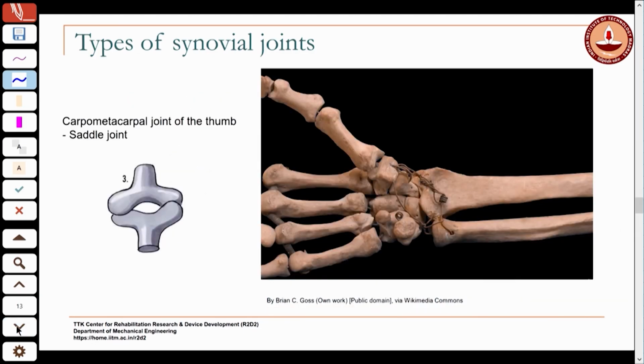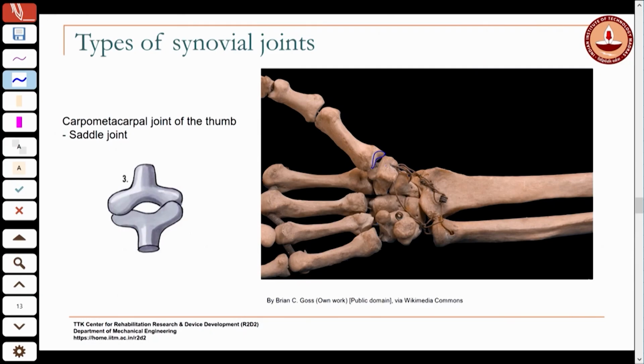This is the saddle joint, you can see the shape here, right, and similarly in the other plane also, it has that kind of a curvature. That is the example of a saddle joint between the metacarpal of the thumb and the carpal bones. Again, this allows 2 degrees of freedom. Okay. So, this is an example of the saddle joint.